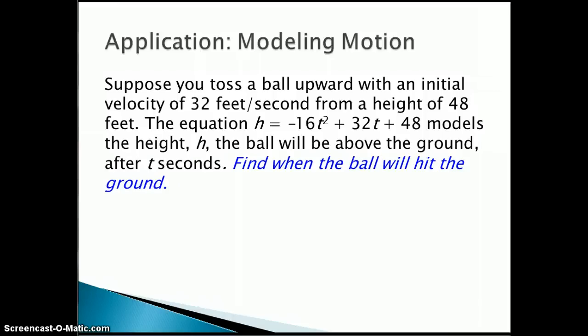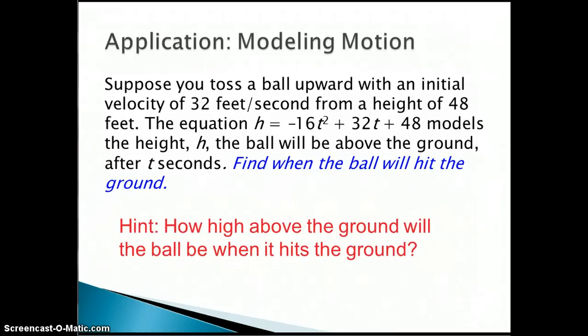So next let's look at an application problem. This is a common application problem that you'll see when you're solving quadratic equations. So this says that if you toss a ball upward with an initial velocity of 32 feet per second from a height of 48 feet, then the equation h equals negative 16t squared plus 32t plus 48 models the height, which is h, that the ball will be above the ground after t seconds. And this is asking you to find when will the ball hit the ground.